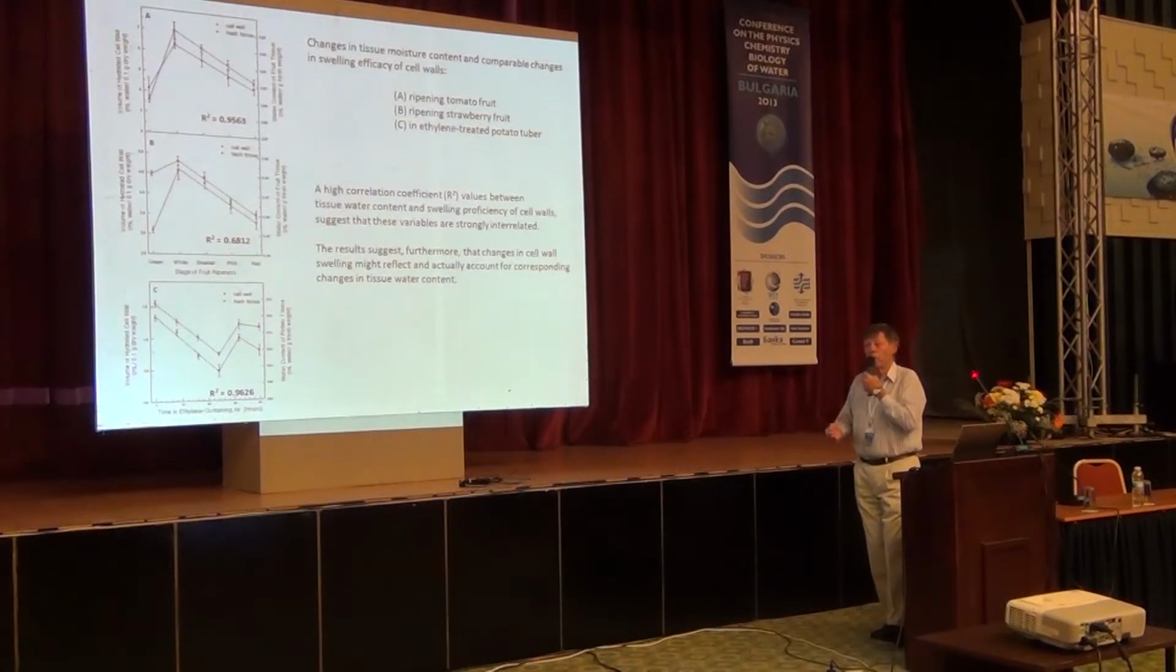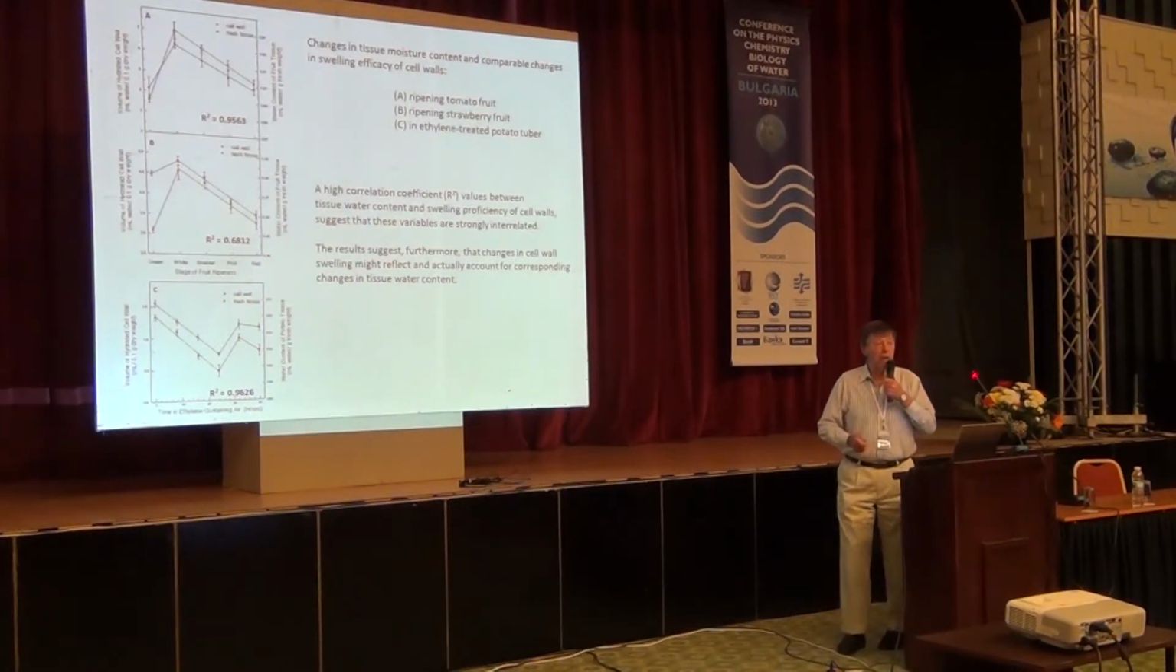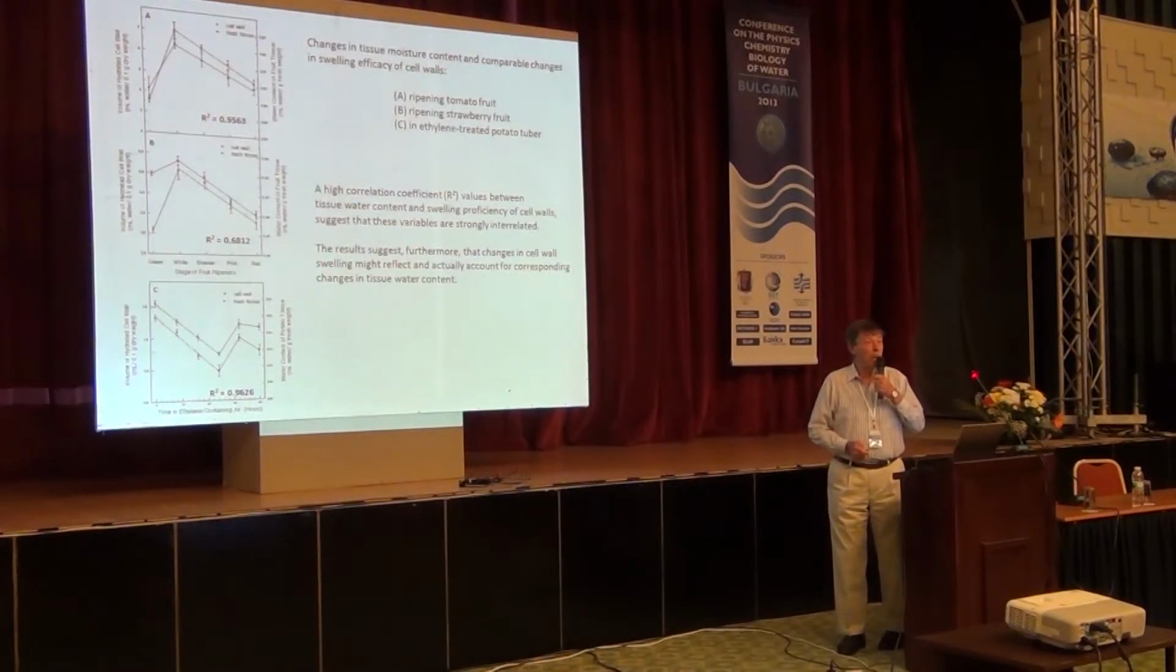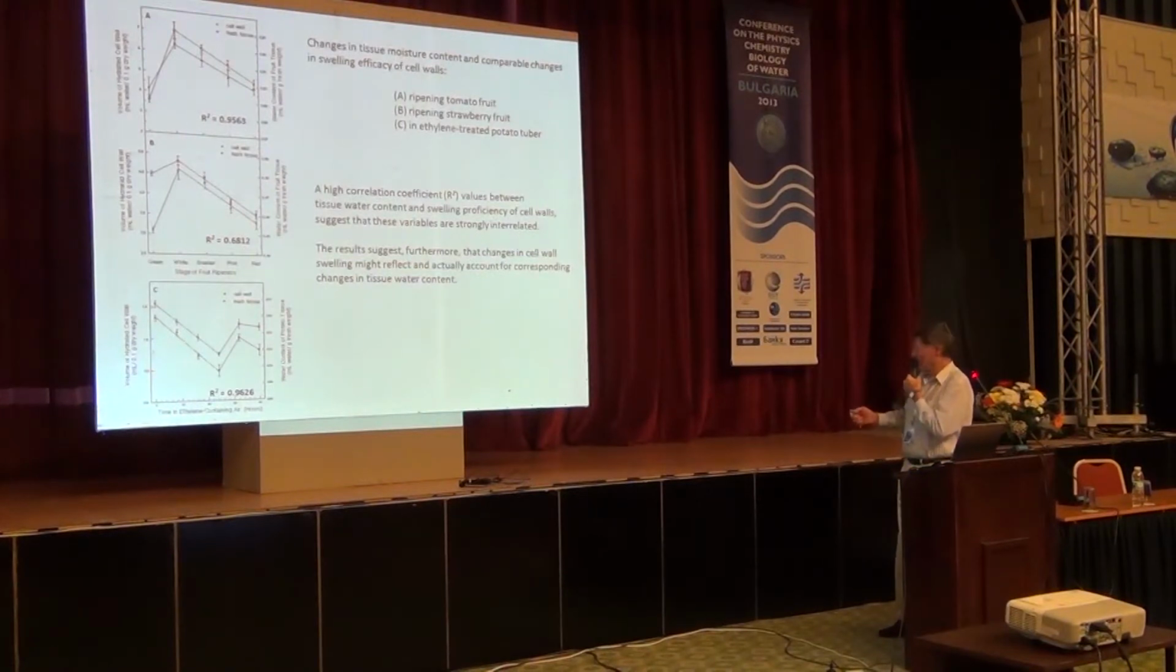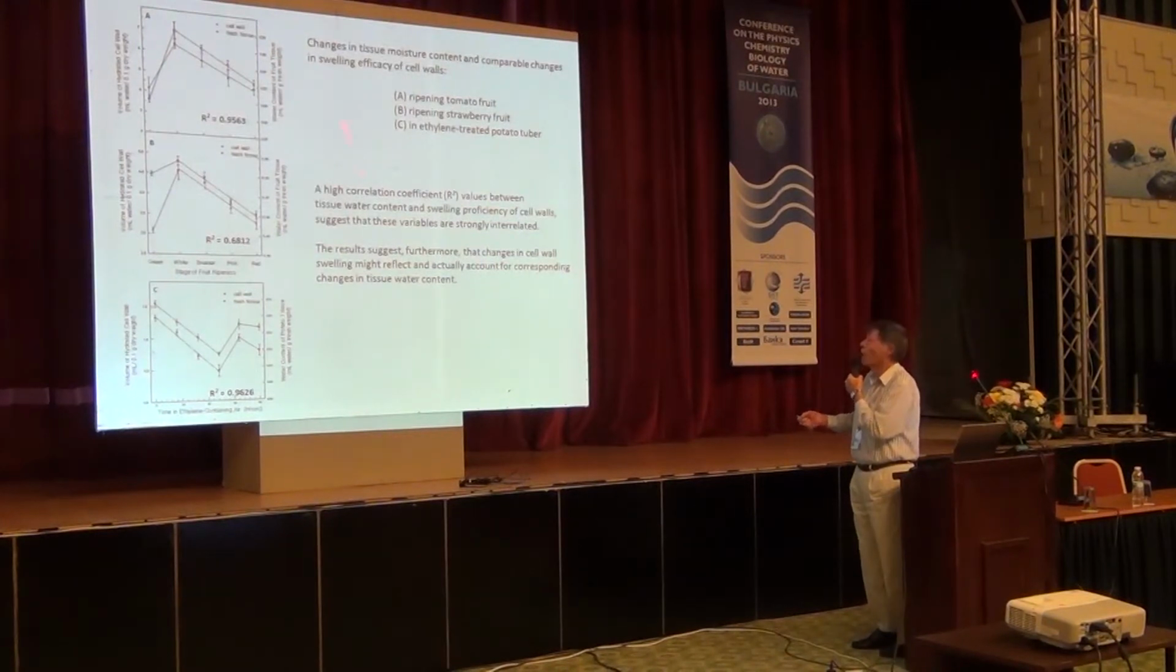So we made a comparison between the efficacy of isolated cell walls to swell and the water content that we found in different ripening fruit. Here's the example of the tomato. This would be the change in tissue water content. This would be the change in the efficacy of the cell wall to swell. This is strawberry. This would be the change in tissue water content. This would be the change in the efficacy of the cell wall to swell.